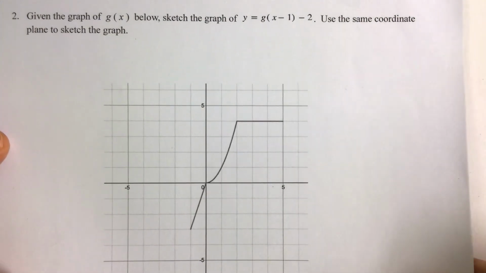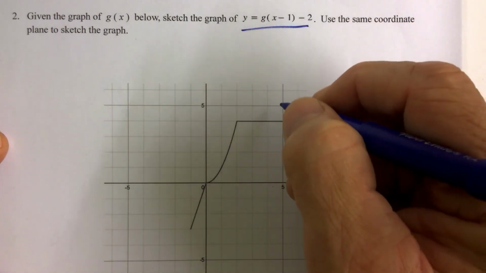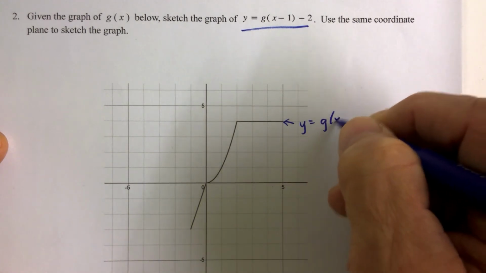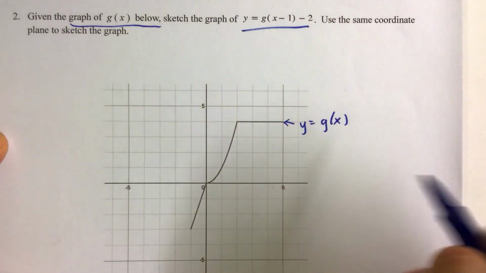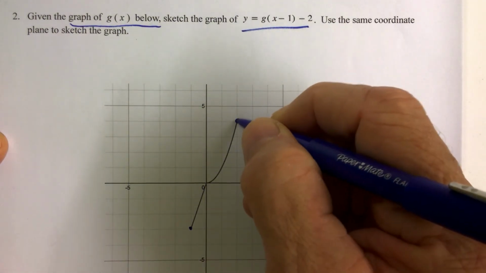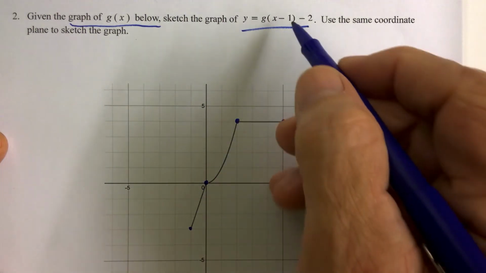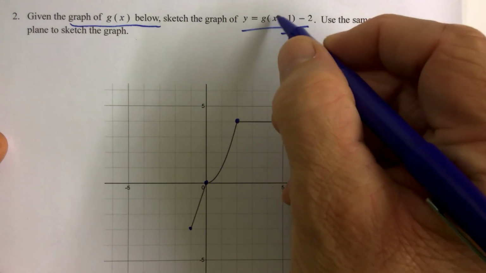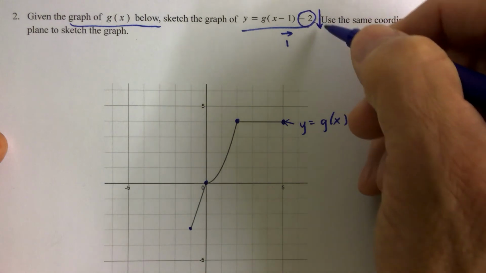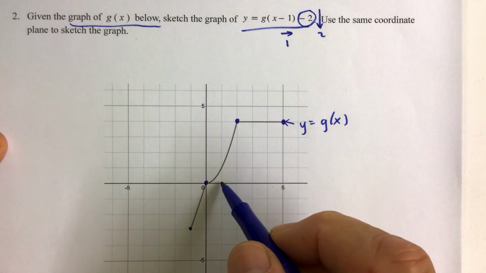The second part is we want to graph g of x minus 1 minus 2. This is the graph of y equals g of x, as it says right here. The graph of g of x is below. Okay, so we're going to put dots here, and we're just going to move each of those dots. We're going to move the whole graph to the right. So g of x minus 1 means we're going to go to the right 1. The minus 1 on the outside means we're going to go down 2. All right, so we're going to go right 1 and down 2.